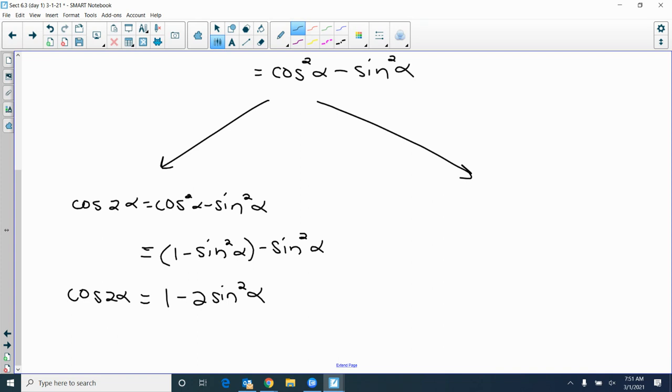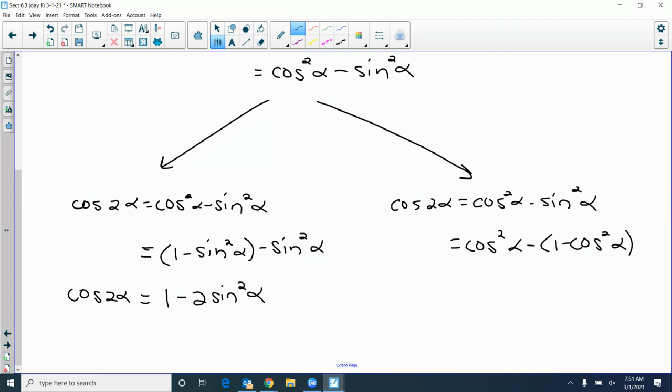So go below there where it also says cosine 2 alpha equals cosine squared alpha minus sine squared alpha. Since we already proved it, we can use that. Now instead of replacing cosine squared, what do we got to replace? Replace sine squared. So replace that with 1 minus cosine squared. Now here's what you got to watch.